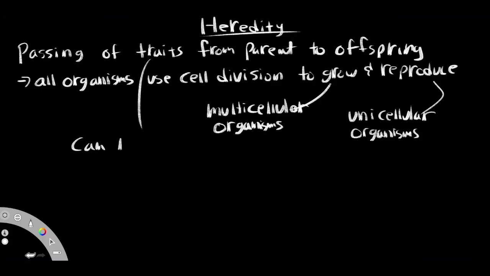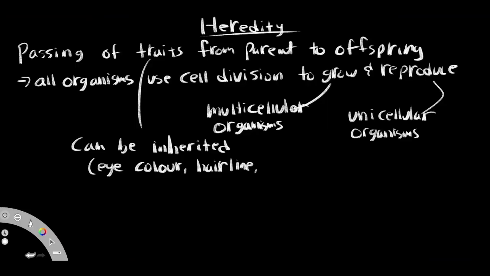So I'll just put here can be inherited, like eye color, hairline, height, etc. Now these vary in different kinds of complexity. So with eye color, it's way simpler when trying to identify its probability from being passed on from one generation to the next compared to like height, which is a lot more polygenic, so a lot more variance is required. But we'll get to those calculations and creation of diagrams a little bit later on in the playlist.